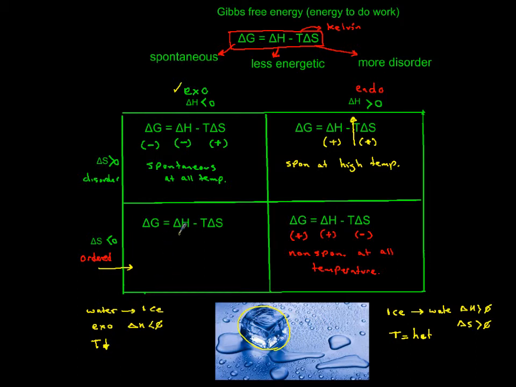So this is the case that you are exo, and you are also ordered, which is negative. Negative times negative is positive. In order for this quantity to be smaller than this, the temperature has to go down. So this is spontaneous at low temperature. So these are your 4 possibilities for sake of multiple choice or making a judgment.